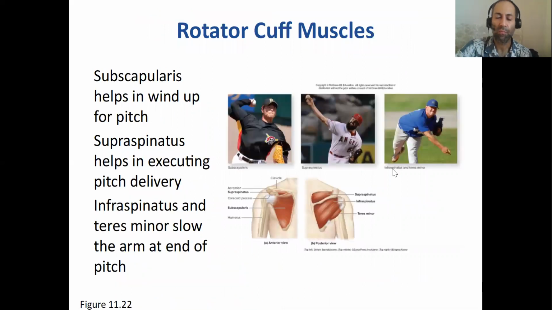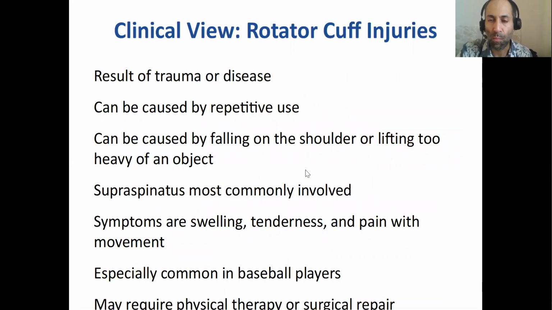So which of these three actions is most prone to injury? It's actually the one in the middle, right when you are releasing the ball right up here. So your supraspinatus is most prone to injury. When you talk about rotator cuff injuries, it's mostly your supraspinatus which is involved there. And what would cause pain, swelling, tenderness, inflammation here in the shoulder region.